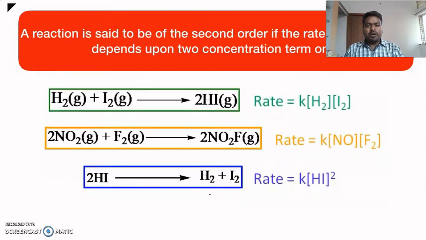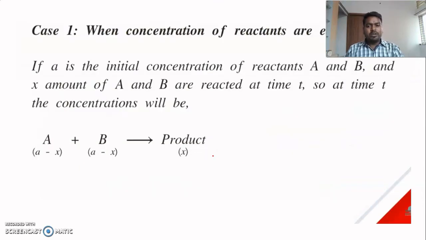Some examples of second order reactions are the reaction between hydrogen and iodine, which gives 2 molecules of hydrogen iodide, and the reaction between nitrogen dioxide and fluorine, which gives a compound, nitryl fluoride. And 2 HI gives hydrogen plus iodine. This is the experimentally determined rate expression for these reactions. Now let us derive the expression.